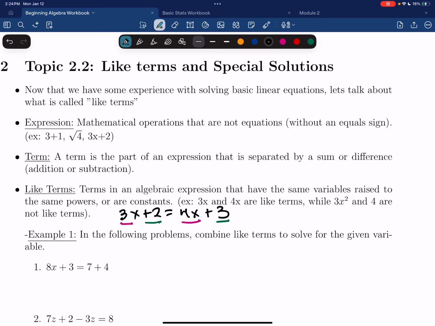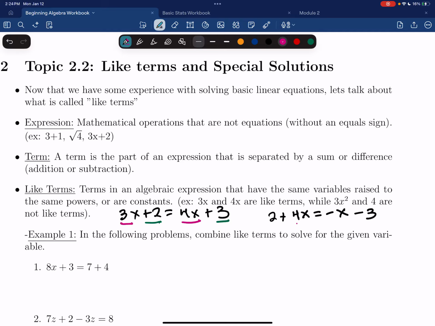So let's say we had the equation 2 plus 4x equals negative x minus 3. Pause the video and see if you can identify what the like terms are. And assuming you have identified your like terms, let's work through it.